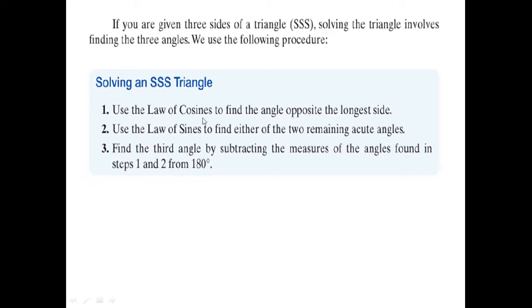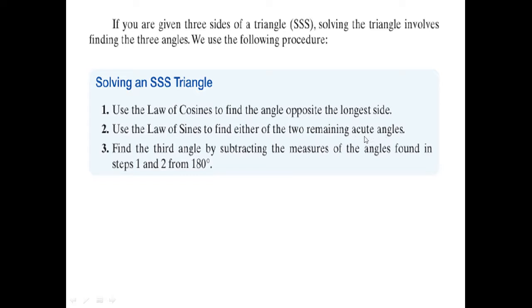And the law of cosines will find an obtuse angle. The law of sines will not. It'll give us the wrong answer. So whichever angle is opposite the longest side, you want to find it first. Once you find that angle, you can use the law of sines to find either of the other 2 remaining acute angles. They're both guaranteed to be acute because you found the largest angle in the first part.